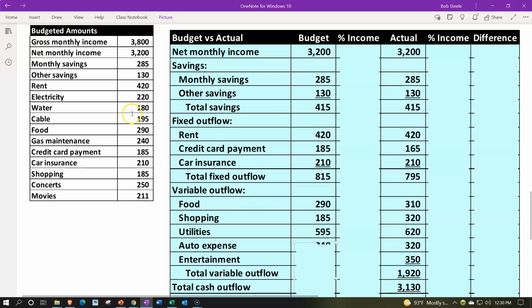Note that we added together the water, the cable, and the food to get to that utilities here. So we combined those three in this line item. That's going to be a decision factor choice as to whether you want to focus in on those line items or break them out possibly. And then we've got the auto, which is going to be the $240, which we put over here as gas and maintenance. And then the entertainment, we combined together the $250 and the $211 to get to the $461.